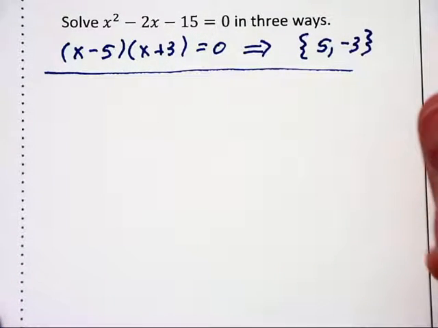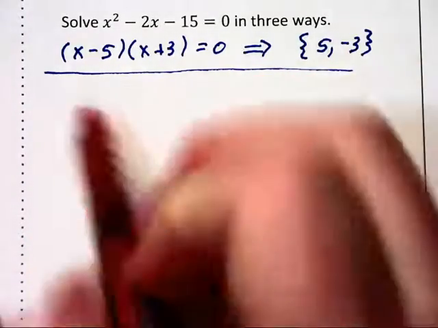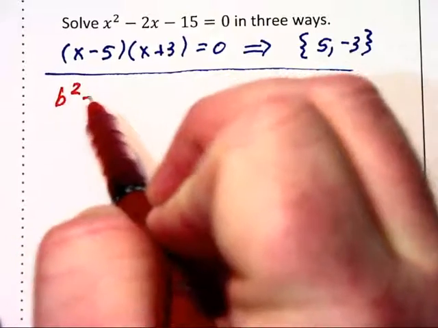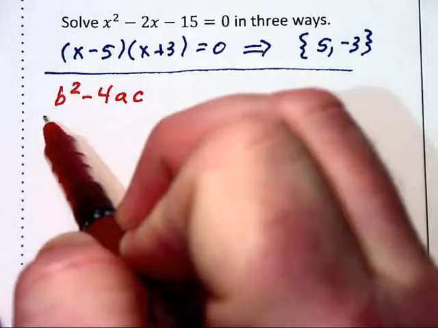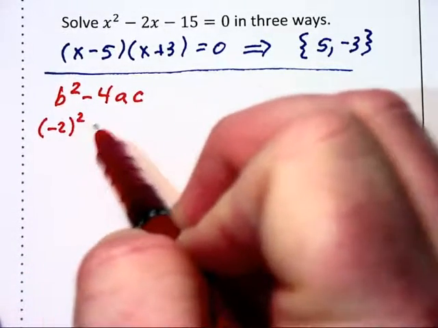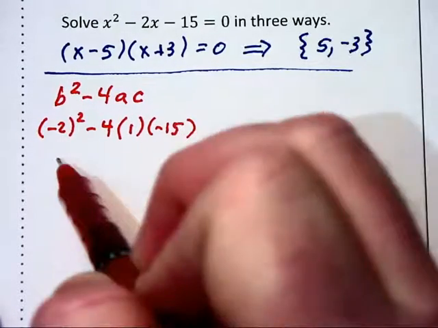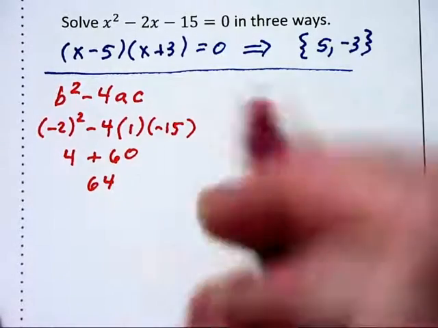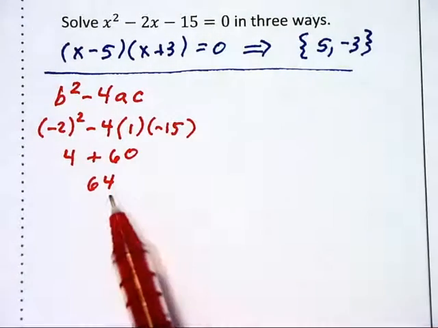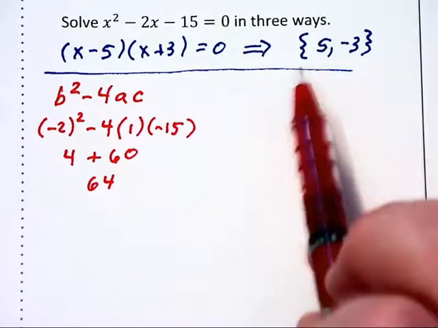Now let's try looking at the quadratic formula. Instead of going straight to the quadratic formula, I like to evaluate the discriminant first, b squared minus 4ac. In this case, we will have negative 2 quantity squared minus 4 times 1 times negative 15. This gives us 4 plus 60, which is 64. And it turns out that the value of the discriminant will always be a positive perfect square whenever the original expression is factorable over the integers.